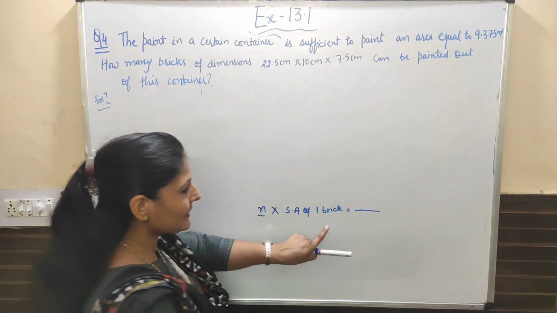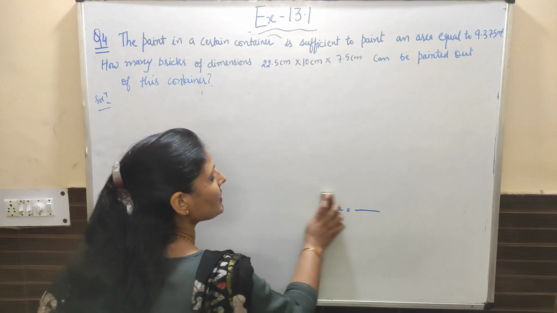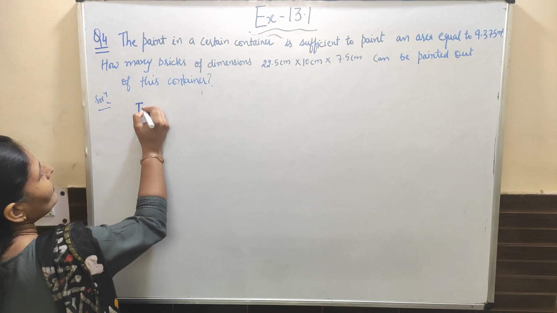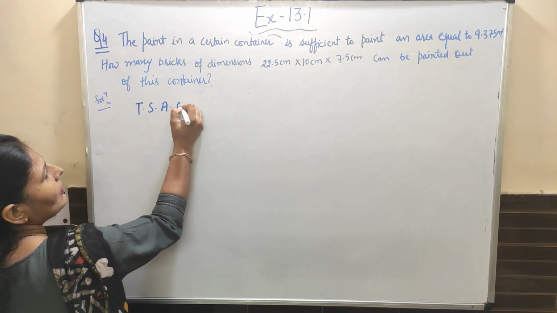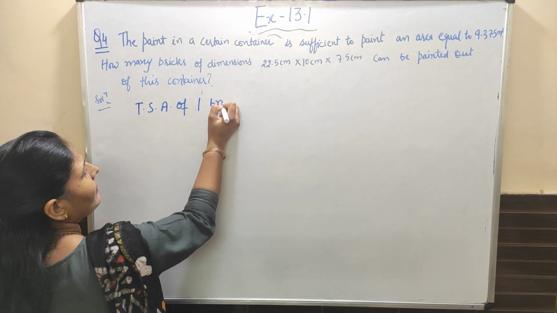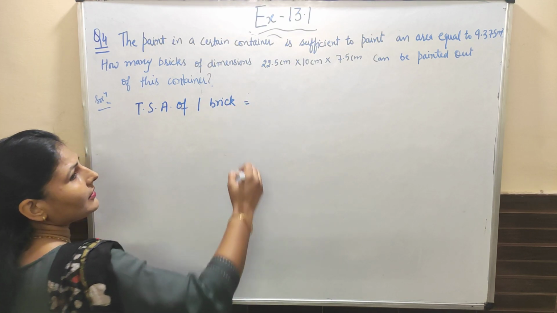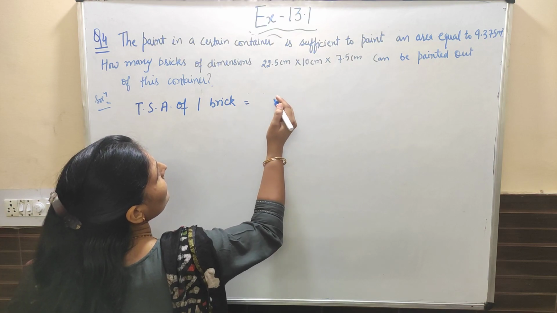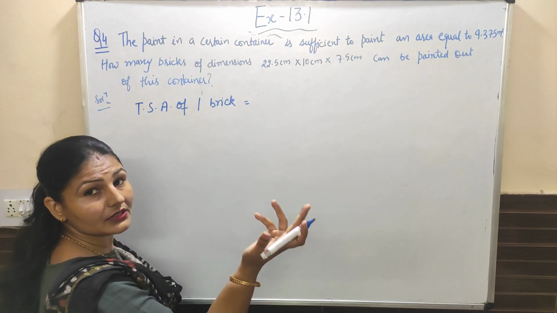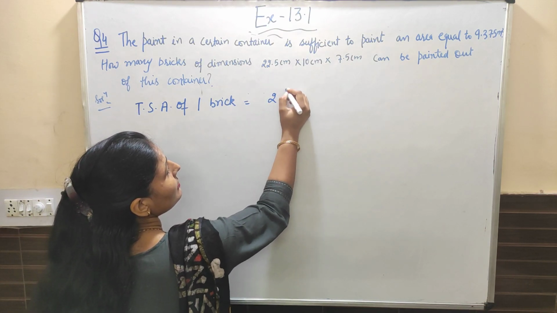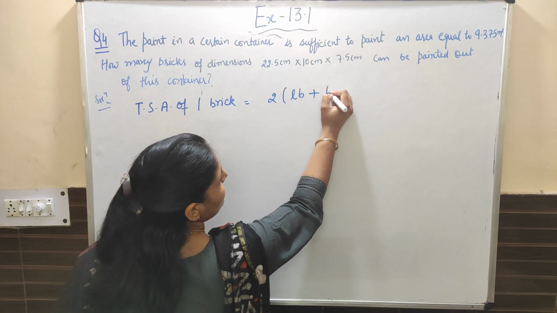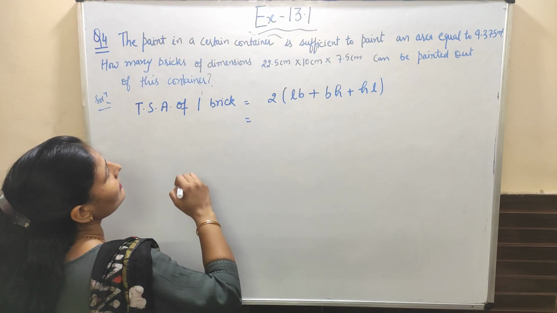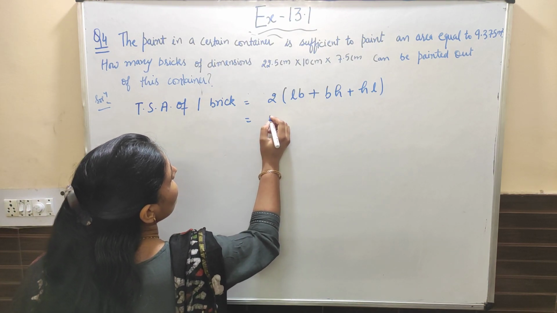So first we will calculate the total surface area of one brick. Length, breadth, height are known to us, you can put them in easily. What is the formula for the total surface area? 2 into (LB plus BH plus HL). Then put in the values of L, B, H here.